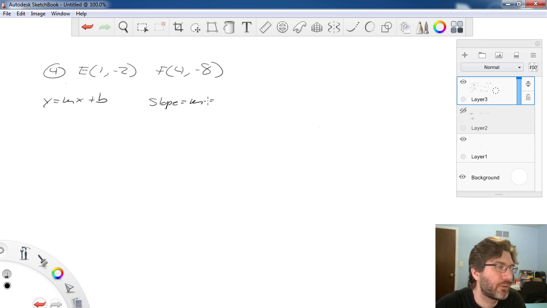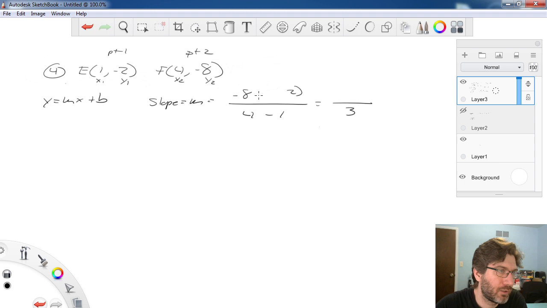Remember, slope is our m value, and we'll call this point 1, and we'll call this point 2. So this is x1, y1, x2, y2. Slope is negative 8, y2 minus y1, minus negative 2. Again, if you want to clean up your signs before you put that in, go right ahead, but watch your integer work. And change in x is 4 minus 1. So the denominator, 4 minus 1, is 3. That's easy to get. Negative 8 minus negative 2 is actually negative 8 plus 2.